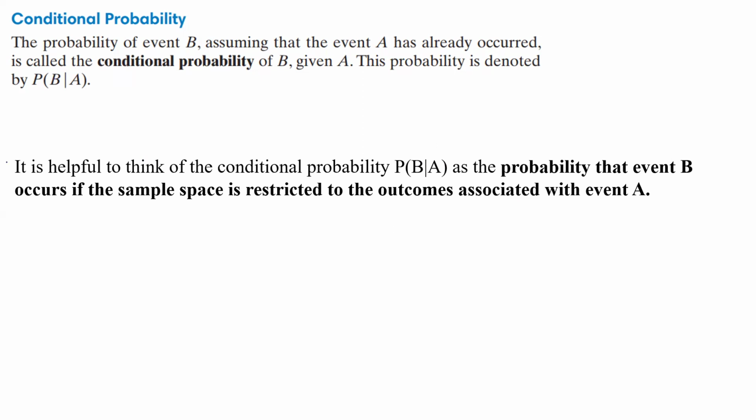Now it's helpful to think of the conditional probability of B given A as the probability that event B occurs if the sample space is restricted to the outcomes associated with event A. So that's another way to think about it. If A has already occurred, then we have to base the probability of B on what happened with A. Now, how does that work?